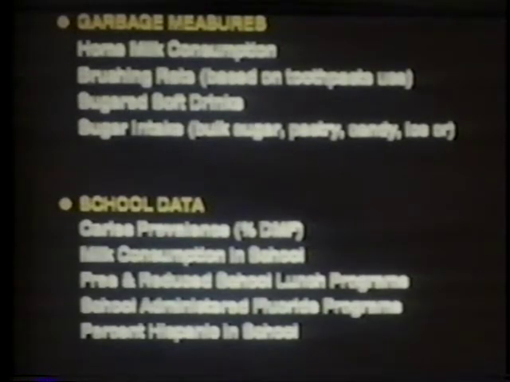We looked at sugared soft drinks, and then our sugar intake we broke out into 4 different categories: bulk sugar, pastry, candy, and ice cream. So we're able to look at sugar consumption. That's what we got from the garbage.